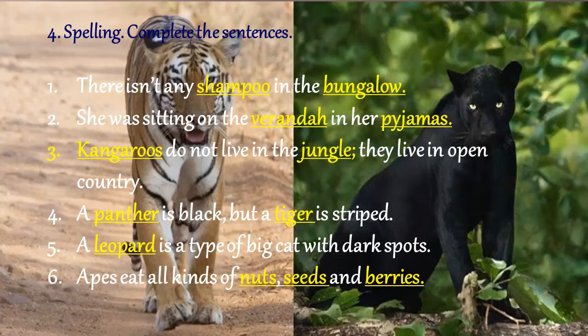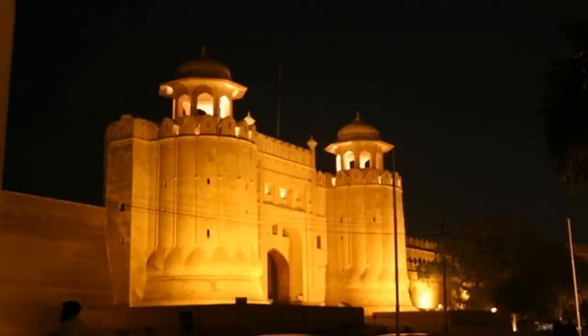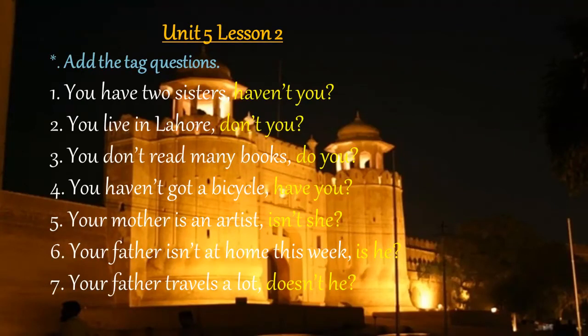Okay, now see unit number 5, lesson number 2. Add the tag questions. Tag questions are a statement followed by a mini question. For example, point number 1 is you have 2 sisters, and the mini question is haven't you? Question mark. We use tag questions to ask for confirmation. They are often used for checking information that we think we know is true.